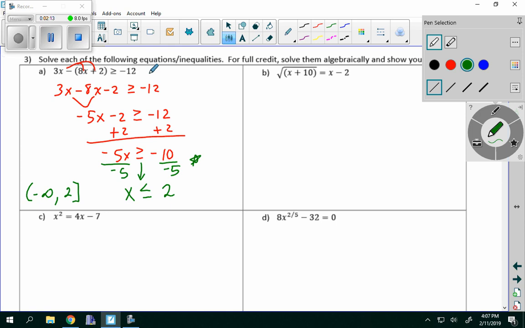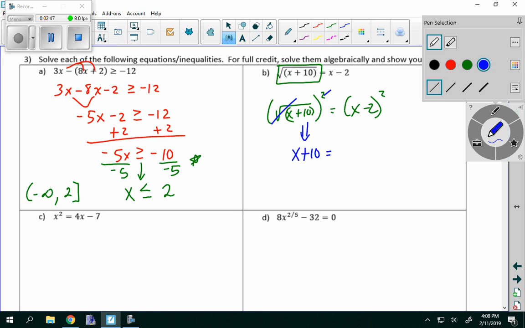The next one is a radical equation. I've already got my radical isolated. In other words, it's all by itself on one side of my equation. So to undo the square root, I will square both sides of my equation. Since a square root and a square are inverse operations, they undo each other, which just leaves me on the left side with the quantity x plus 10.